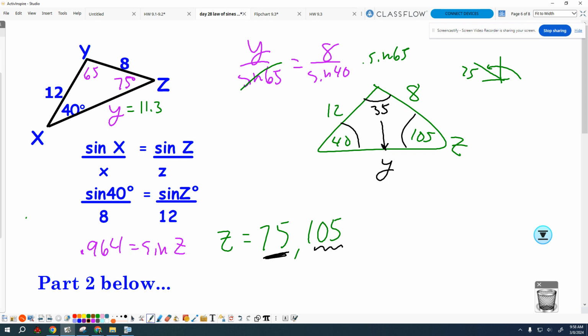I'm so lost right now. Okay, when we did sine inverse, sine is positive in two quadrants. It was 75 degrees in quadrant 1, and it's 105 degrees in quadrant 2. You just subtract from 180.